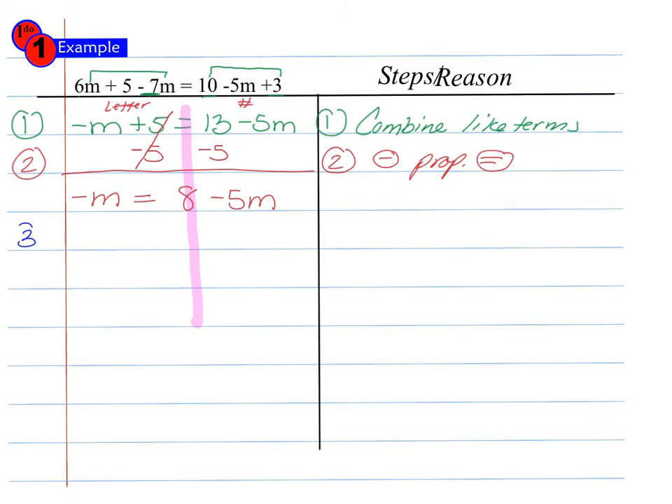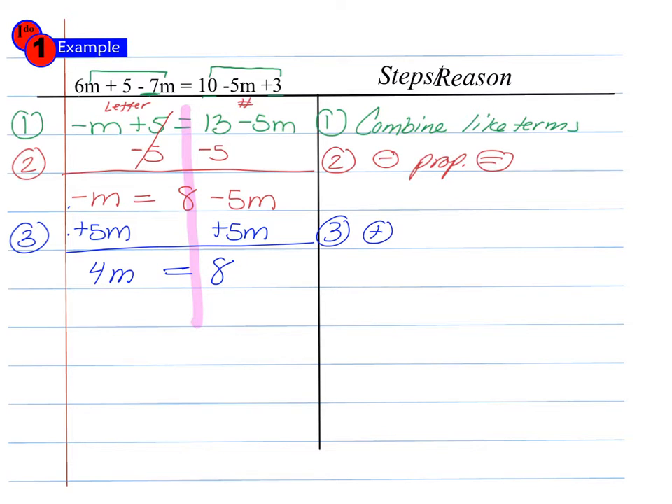Next would be step 3, and I'm going to move the negative 5m to the other side by adding its opposite, so that'd be 5m to both sides. Now, since they're opposite signs, you're going to subtract and keep the sign of the bigger number. So I'm going to have 4m is equal to 8. Step 3, that means I added 5m to both sides. So that's the addition property of equality.